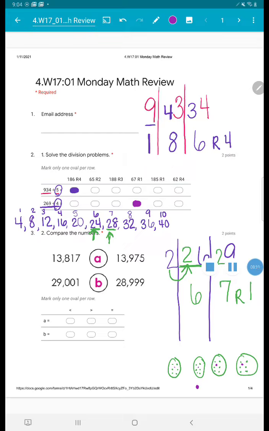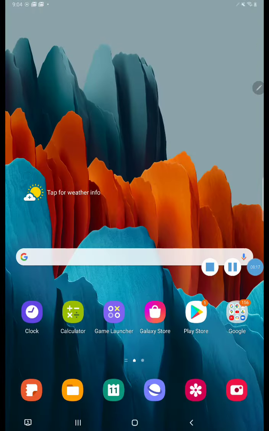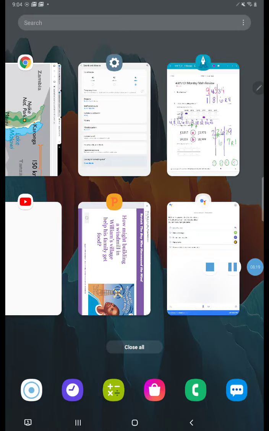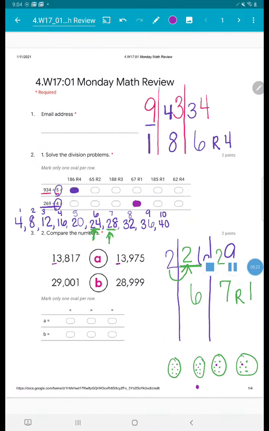I have 1 10,000 in each of those numbers. That's equal. So I'm going to have to check my next largest place value. I have thousands. In my thousands place value, I have 3 each. So that's also equal. So we'll go on to my hundreds. I have 8 hundreds and 9 hundreds. I know 9 hundreds is more. So I will say 13,817 is less than 13,975. I need to fill in the less than oval.